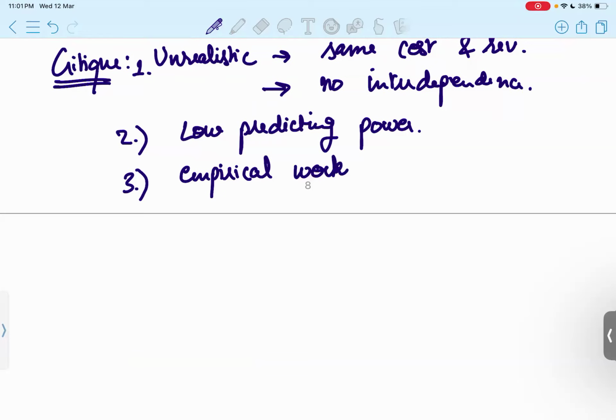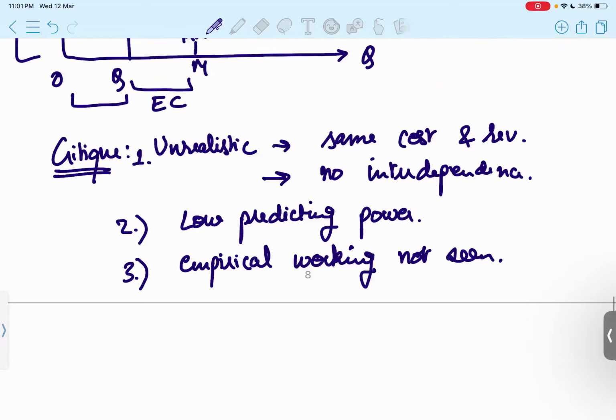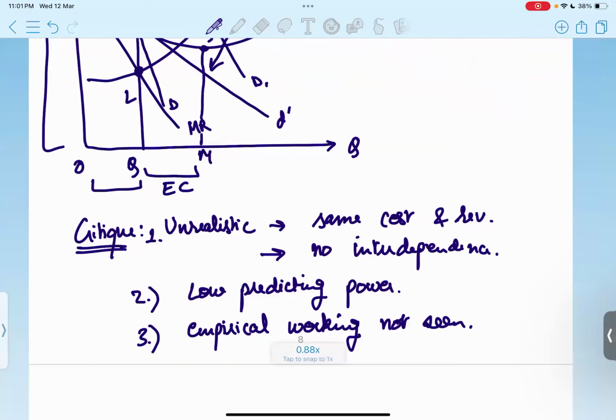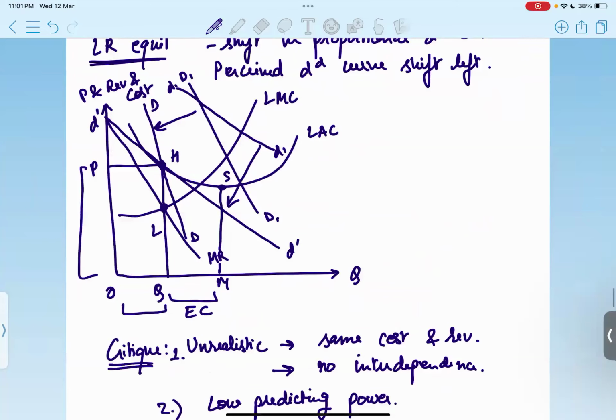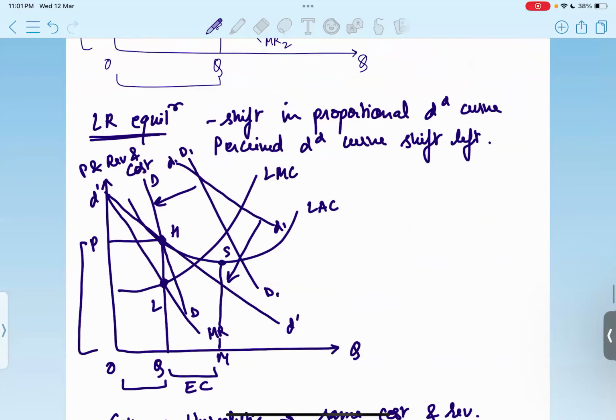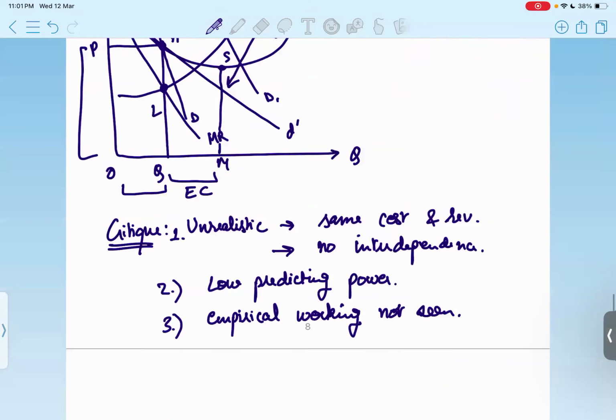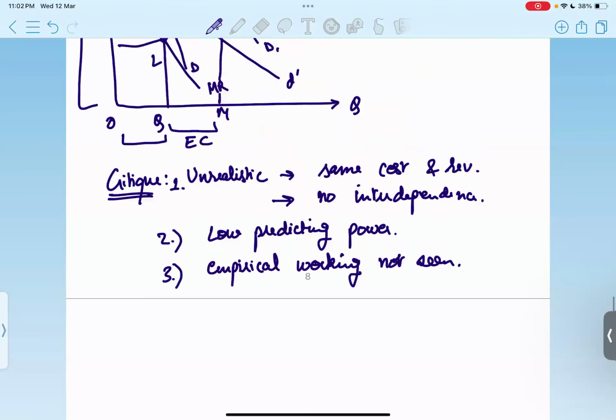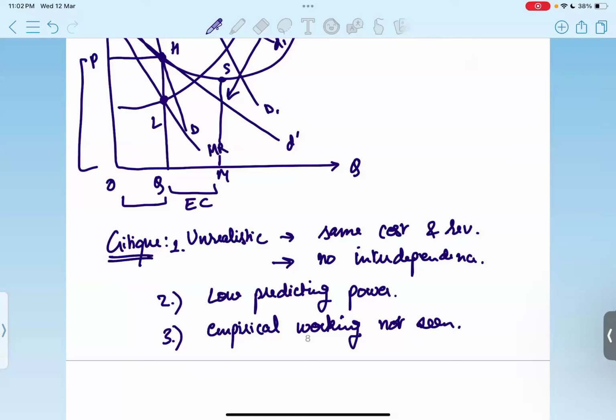Empirical working is not seen, or it is absent in the curve. So it is more theoretical, but the understanding is important here, because a direct question has been asked regarding the perceived and the proportional demand curve. So that's all, and here we complete monopolistic competition in the microeconomics section.